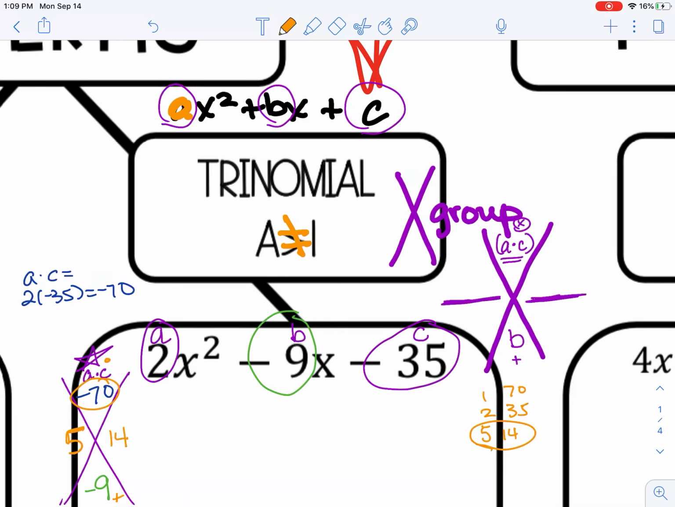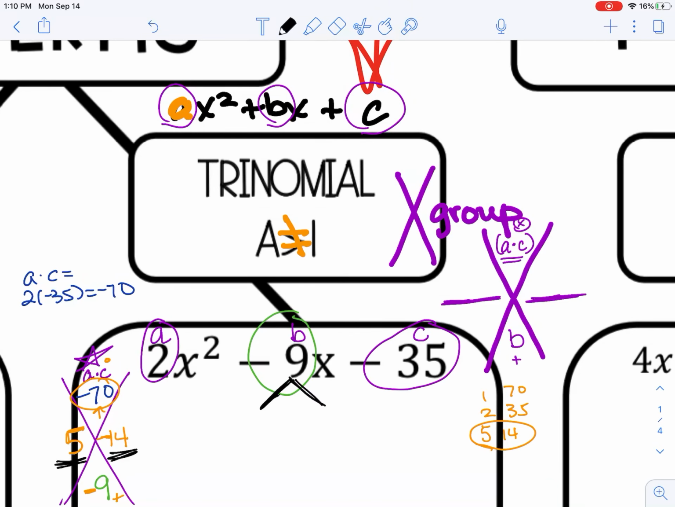So if I put a 5 here and a 14 here, I know I need it to multiply to a negative, so I know one of them is going to have to be a negative. So now I look here. Because this negative 9 is a negative, we're going to make our bigger value the negative value. And now we're going to double check it. 5 times negative 14 is negative 70, and 5 plus negative 14 is negative 9. So that's perfect.